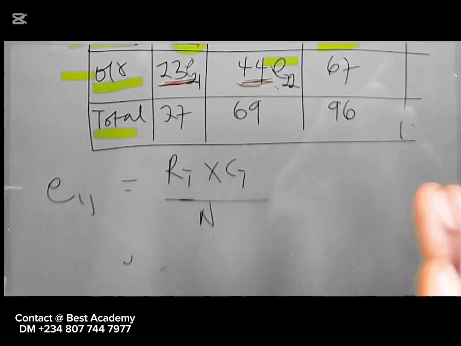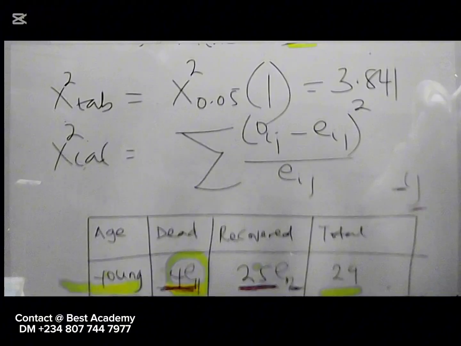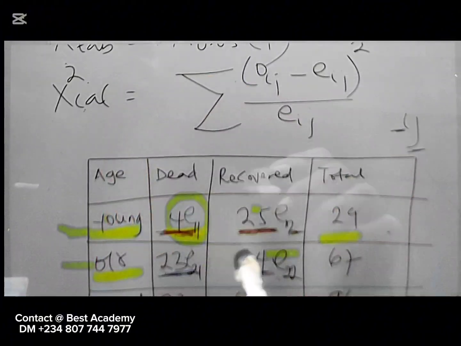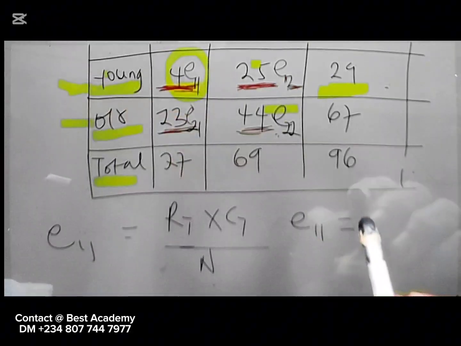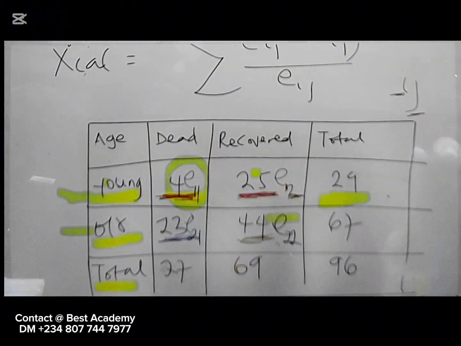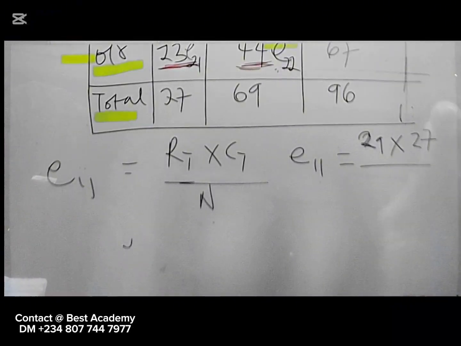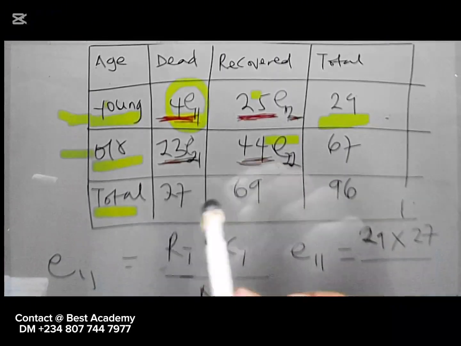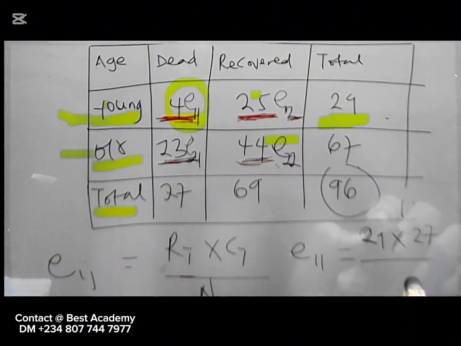So now let's know the row total to calculate E of 1 1. The row total for E of 1 1 is this, which we will write as 29, times the column total, which is 27. Remember, to get the overall total, you either add up this row total or this column total, you get this. Please take note. So the overall total is 96. So it's now time for us to punch our calculator.